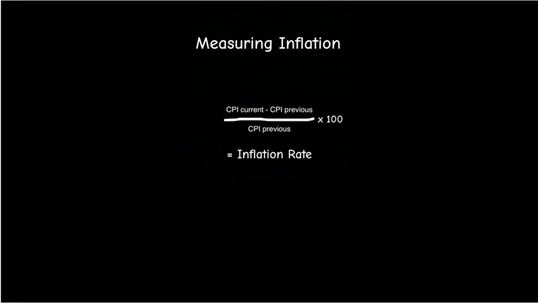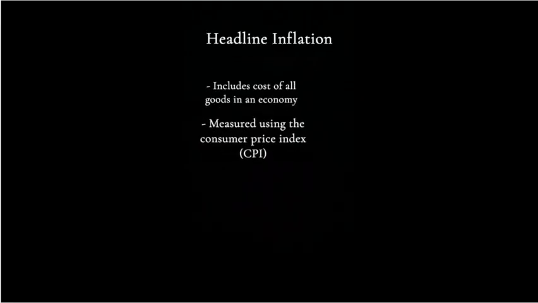Inflation is most commonly measured using the CPI, or the Consumer Price Index. The formula for the inflation rate is the CPI of the current year minus the CPI of the previous year, over the CPI of the previous year, multiplied by 100, and that will give you the inflation rate. There are two common forms of inflation and ways to measure them. The first is headline inflation, and it is the measurement that includes the cost of all the goods in the economy. It's measured just using the CPI, which I just explained.